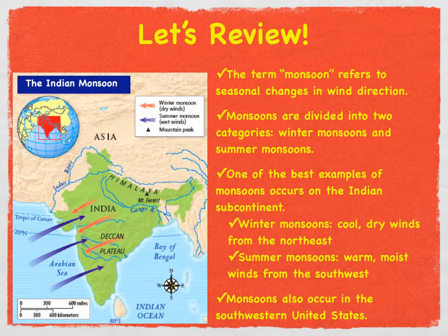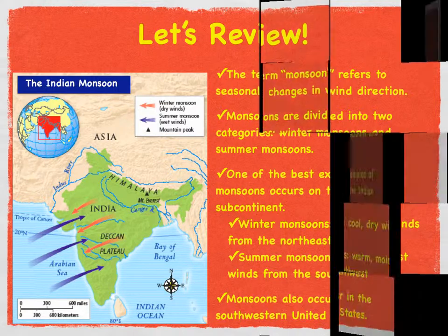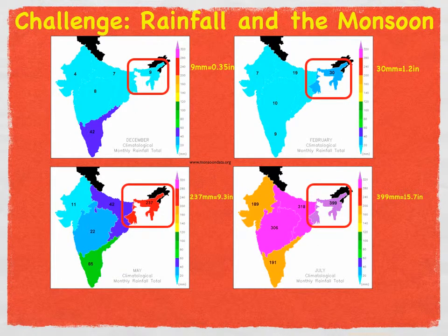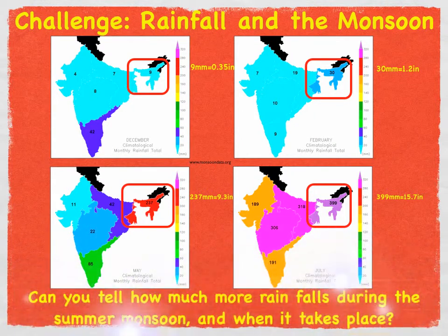So, are you ready for a challenge? Take a look at the northeast section of the Indian subcontinent on the maps. These maps show rainfall amounts throughout the year. Remember, the summer monsoon brings warm, moist air from the southwest to the inland areas of the Indian subcontinent. By looking at the maps, can you identify how much more rain falls during the months of the summer monsoon? Between what months does it occur?